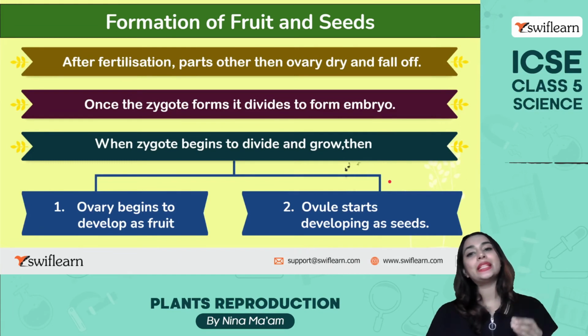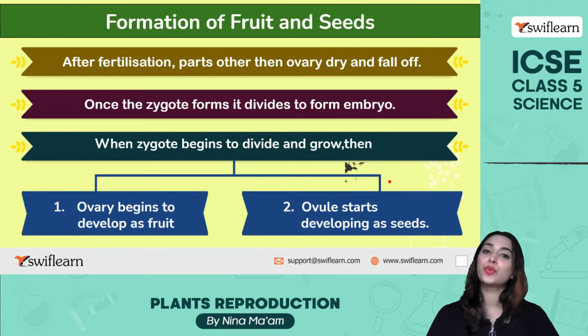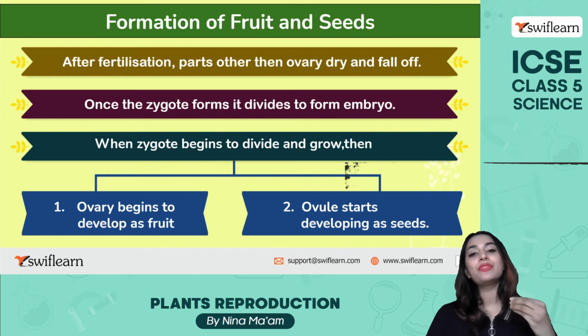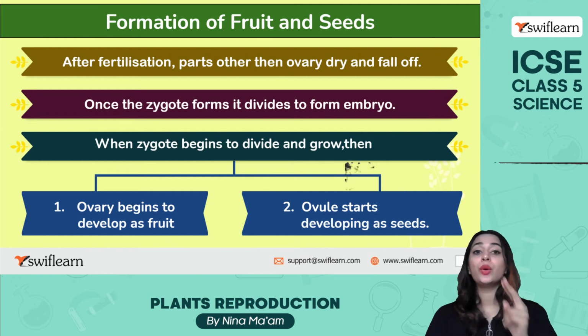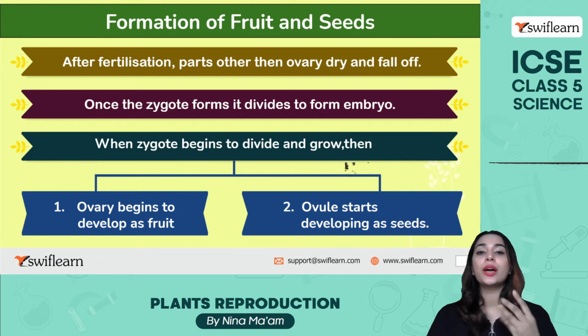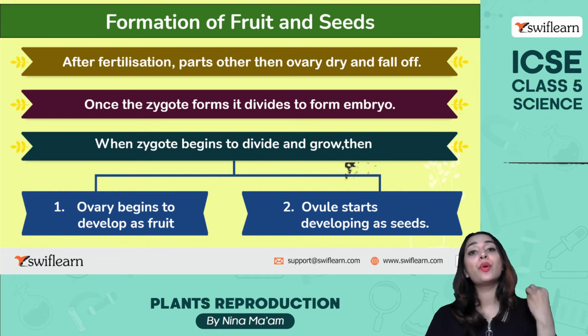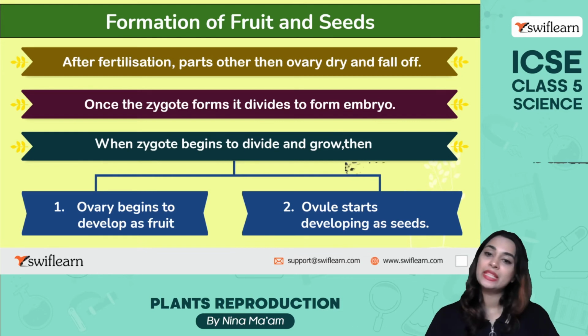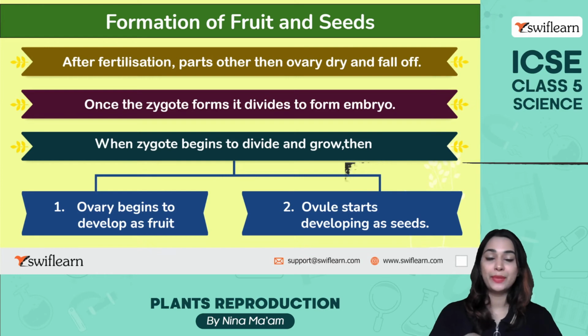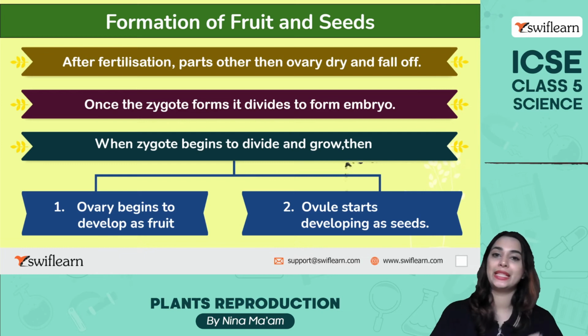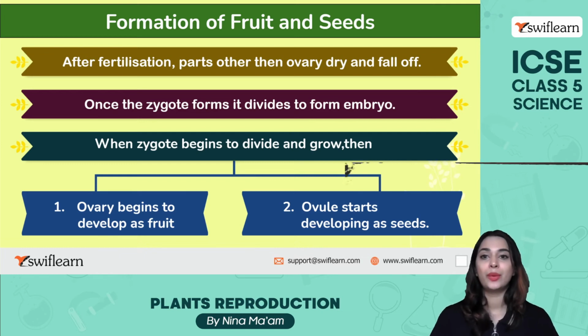So now let's have a look at the formation of fruit and seeds. After fertilization, all the parts other than the ovary will dry and fall off. That is the first step. Once the zygote forms, it will divide to form the embryo. Then the ovary begins to form the fruit and the ovule starts developing into the seeds. This is what happens in the formation of fruit and seeds.